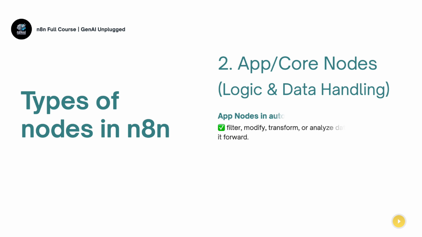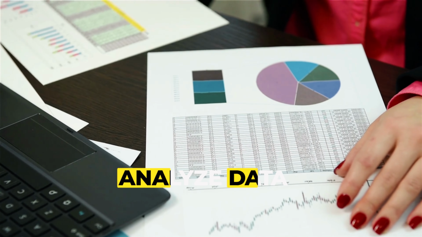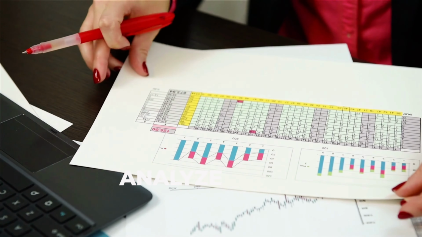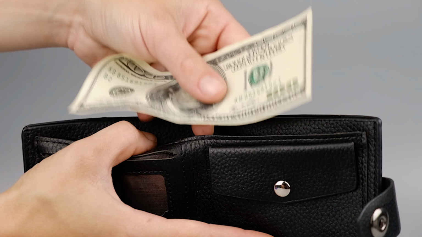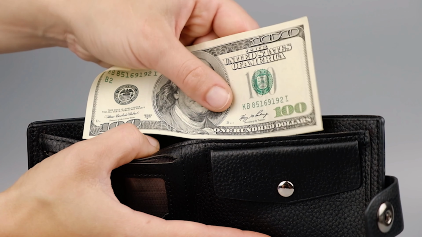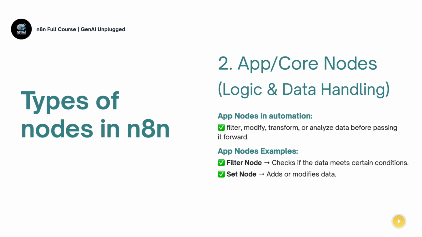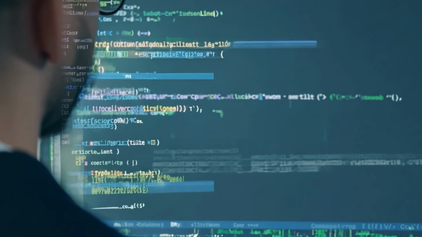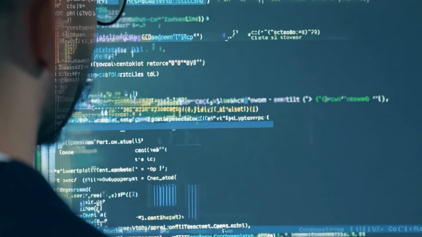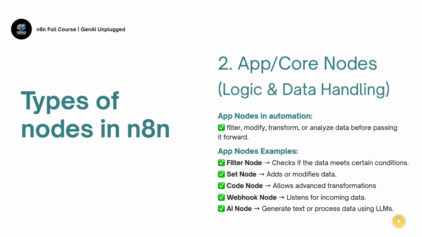The second category is app nodes or core nodes. These nodes filter, modify, transform, or analyze your data before passing it forward in the workflow. For example, a filter node can check if the data meets a certain condition, for example, only process orders which are over $100. The set node adds or modifies data before sending it forward to the next node. There is a code node as well, where you can write JavaScript or Python code so that you can apply some advanced transformation logic to your data. And there is an AI node which uses OpenAI or other GPTs to generate text and process data.